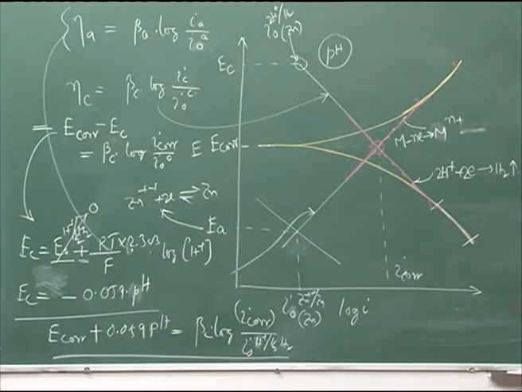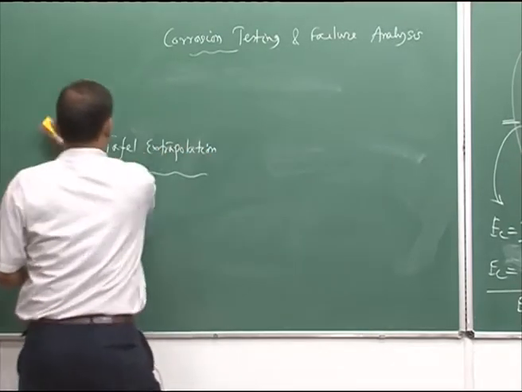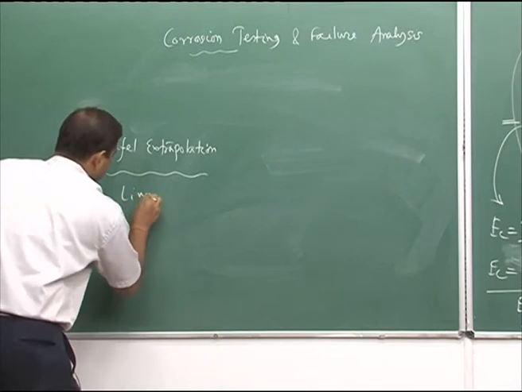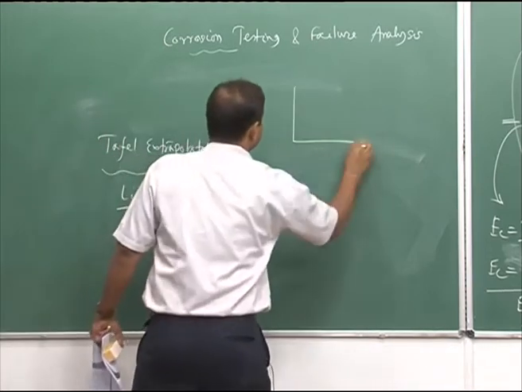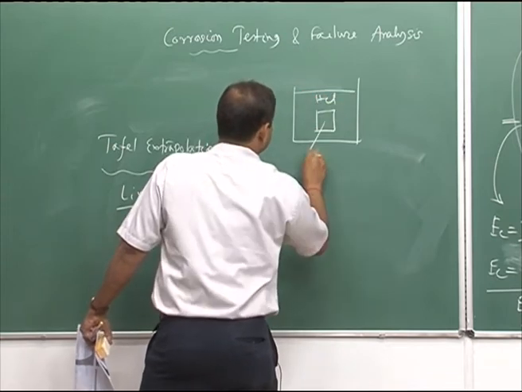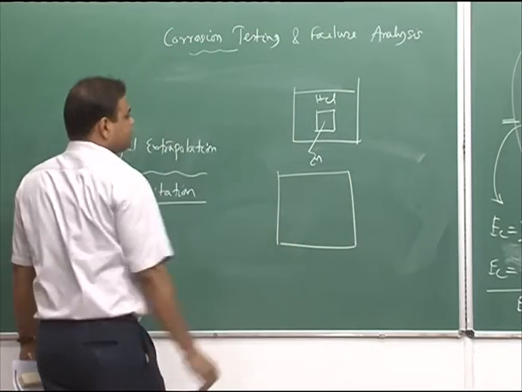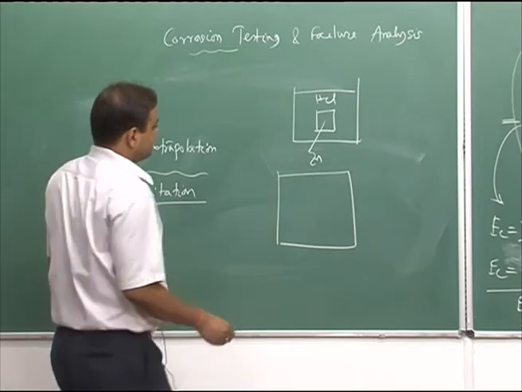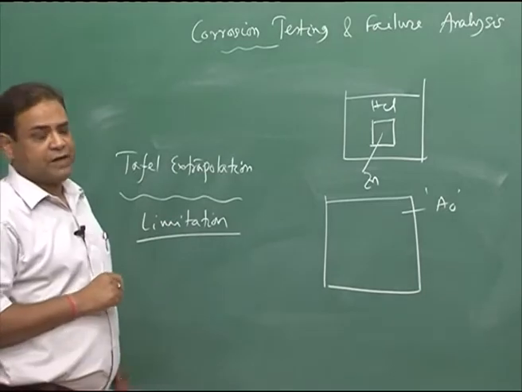Now, it also has certain limitations. For example, if we consider the limitation of Tafel extrapolation: one is when we consider, let us say, zinc in HCl. We assume that on the entire surface, let us say the area is A0, we have cathodic as well as anodic reactions.